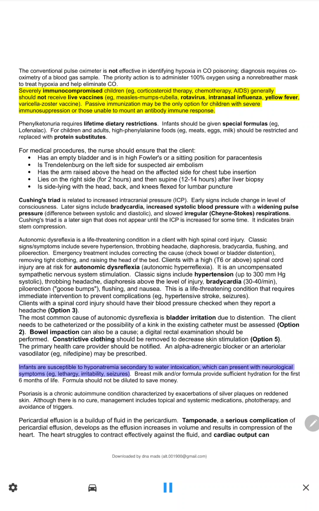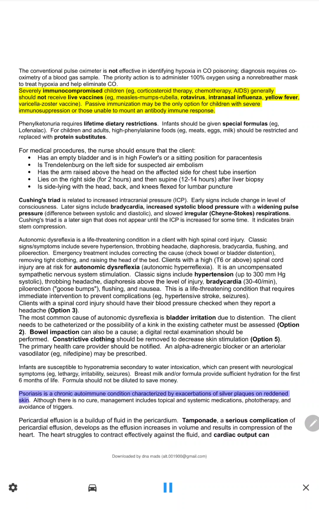Infants are susceptible to hyponatremia secondary to water intoxication, which can present with neurological symptoms, e.g., lethargy, irritability, seizures. Breast milk and/or formula provide sufficient hydration for the first 6 months of life. Formula should not be diluted to save money.